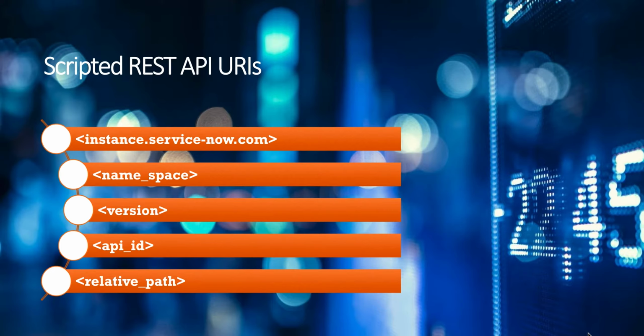And the version, like we said earlier, is up to you. You can use the latest version, but adding the version is not strictly required. Then you have the API ID and also the relative path. The relative path is the same as the name of the scripted REST API resource that you have.